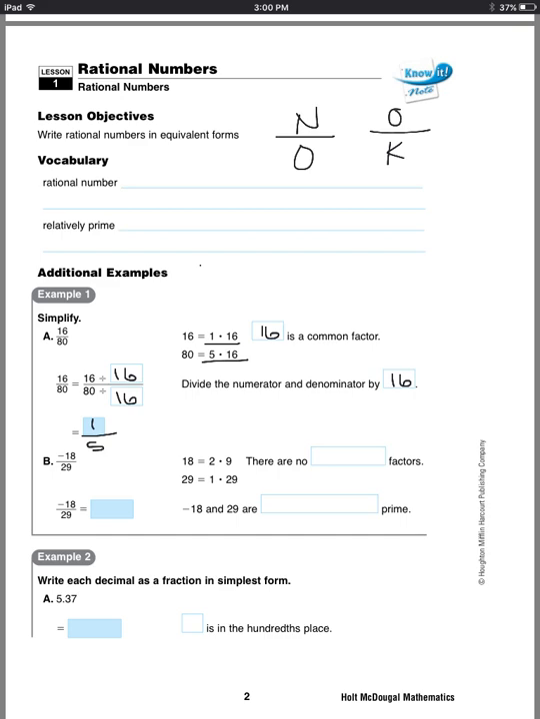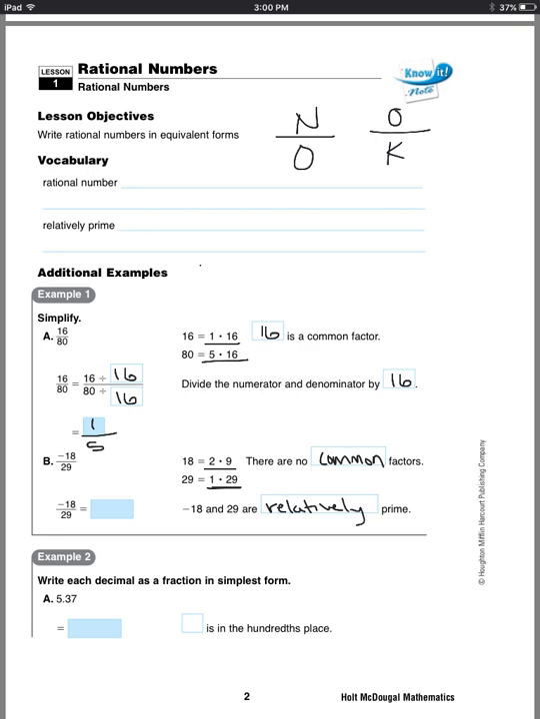The next one is -18/29. Okay, they tell us we have a factor pair of 2 and 9, and we have a factor pair of 1 and 29. That is because 29 is a prime number, so only 1 and 29 go into it. And because 18 and 29 only have 1 in common with each other, they are relatively prime. So there are no common factors, and they are relatively prime.